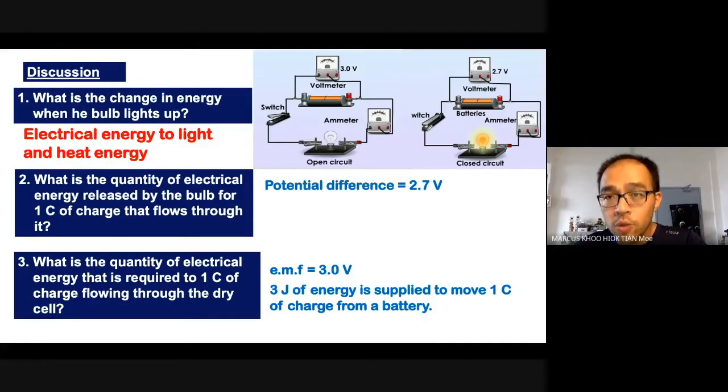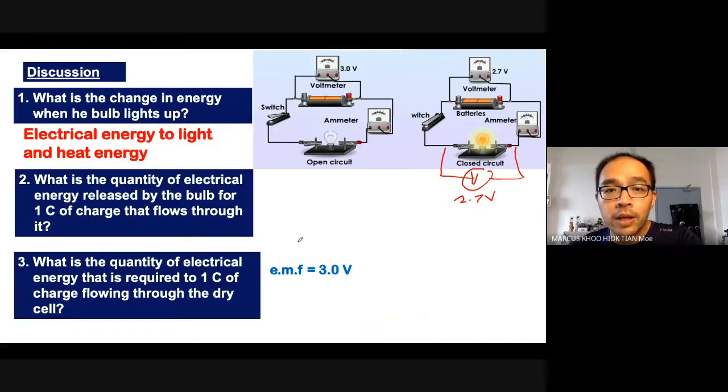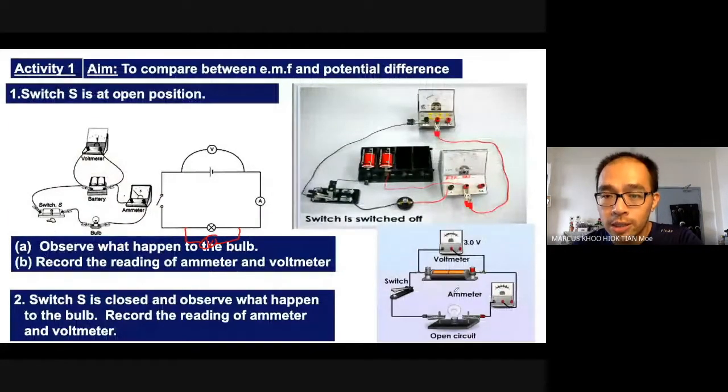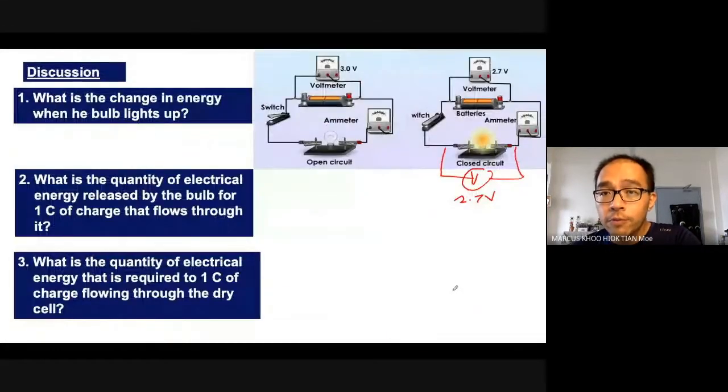But when you close the switch, the voltmeter reading will give you the reading of the entire circuit, which means that if I put a voltmeter over here, it will also give me a reading of 2.7 volts. I understand that in this one it says across the bulb, which is technically correct, but the problem is in this experiment you didn't put the voltmeter across the bulb, you put it across the battery. But it basically means the same thing. If you put a voltmeter here or here, you will get a reading of 2.7 volts. So the question is, where is the 0.3 volts?